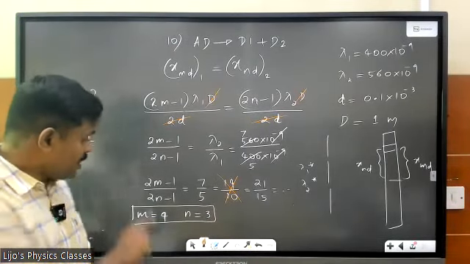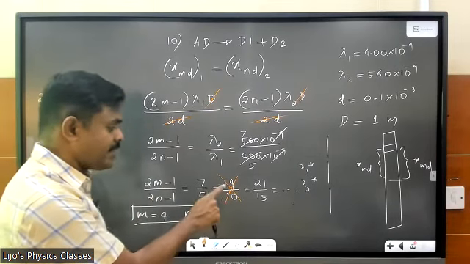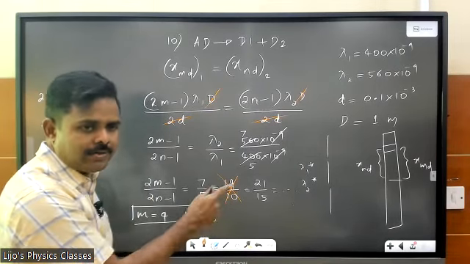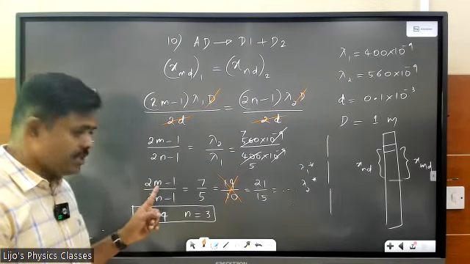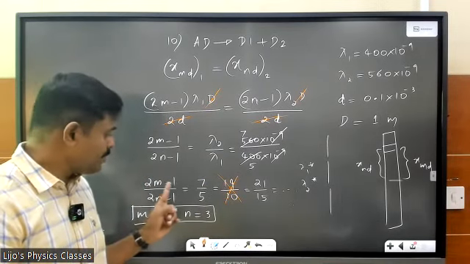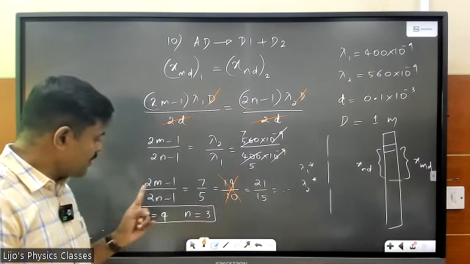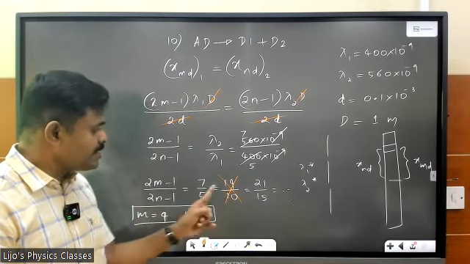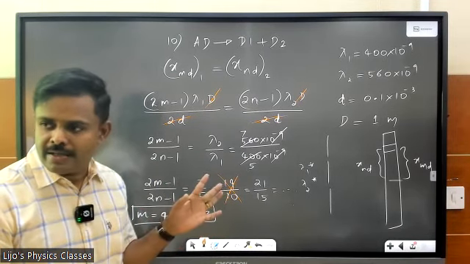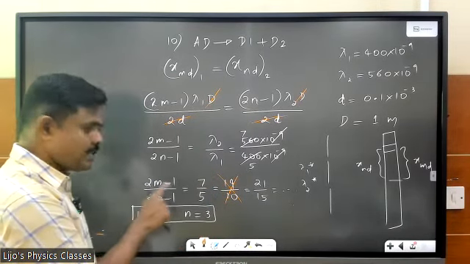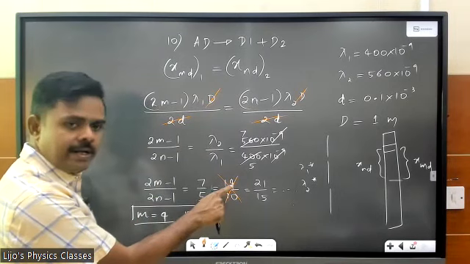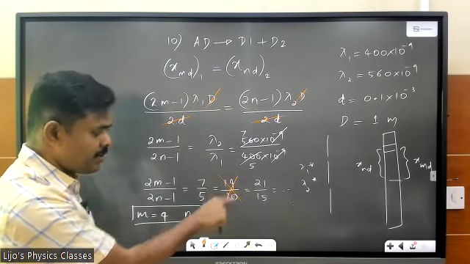Why? Because the difference with 1 can never result in an even number, right? Or try putting something. Try putting 8 here. 2 into 8, 16. 16 minus 1 is 15. Correct. Or put 7. 2 into 7, 14. 14 minus 1 is 13. 14 you can't get. Understood? When you take the difference with 1, that will never end up in an even number, right? So that ratio is not taken.